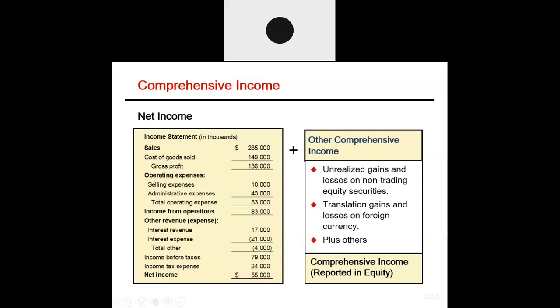And then when you add the net income plus OCI, you get the comprehensive income. And this comprehensive income you have to accumulate in the accumulated comprehensive income, and then you report it under the equity section in the statement of financial position. So when you have the comprehensive income, this statement will be called the comprehensive income statement.